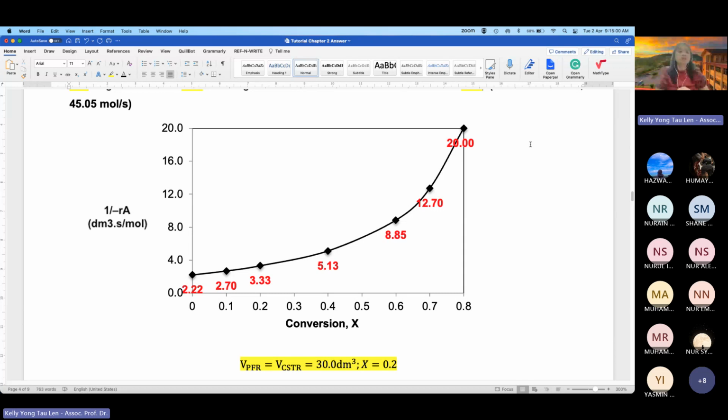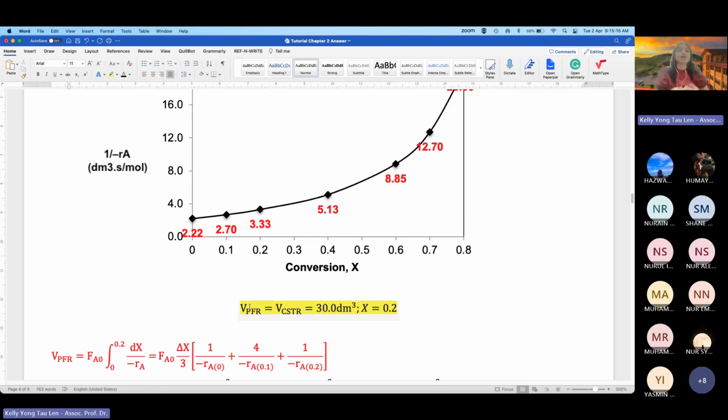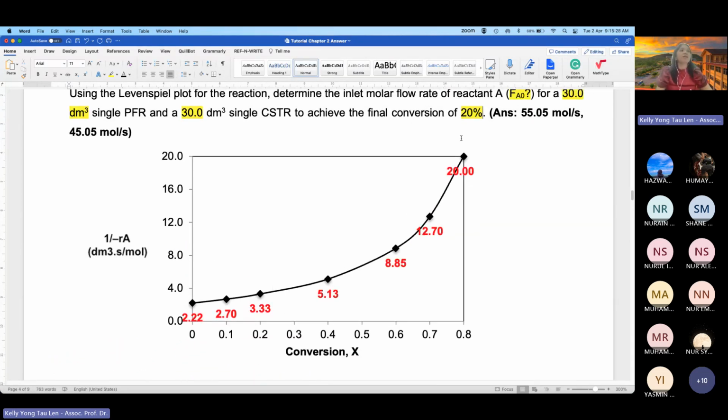Synthesizing information. In fact, when you go to the real world later on, it's also the same. When you're dealing with engineers, technicians, technologists, managers, it's very important to understand the information given to you. So in this case, the three pieces of information that we know so far are that the volume of the PFR is also equal to the volume of the CSTR, which is 30 dm cube, and that we have the conversion X of 0.2, and the question wants us to find FA naught.